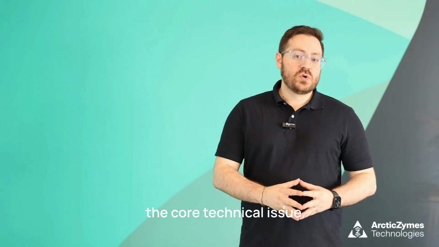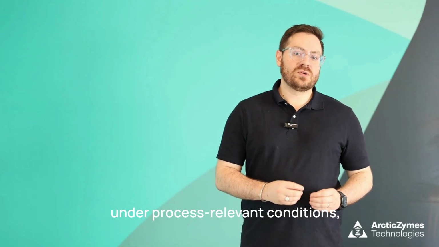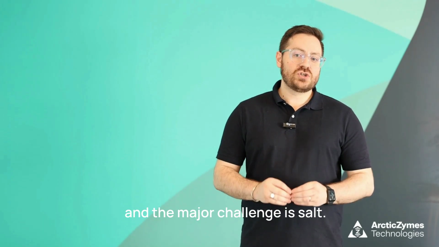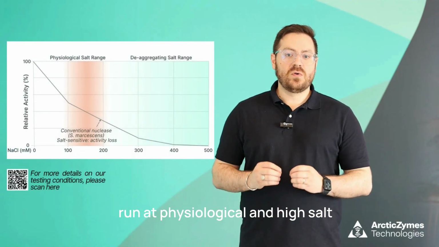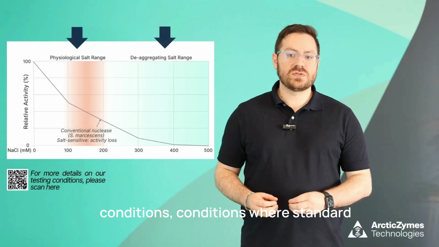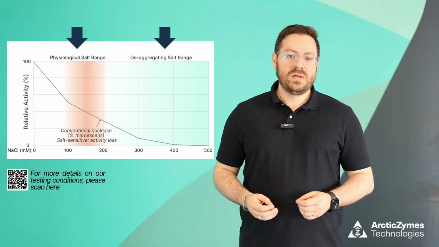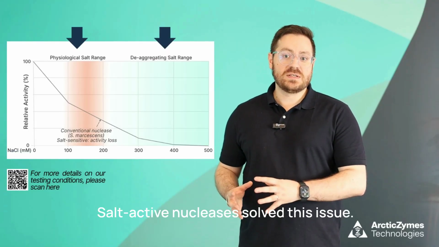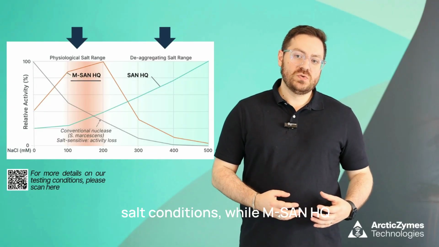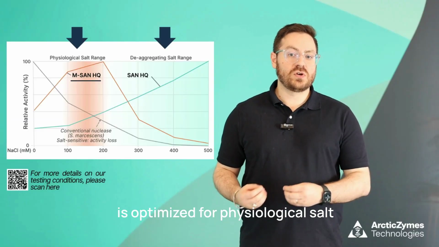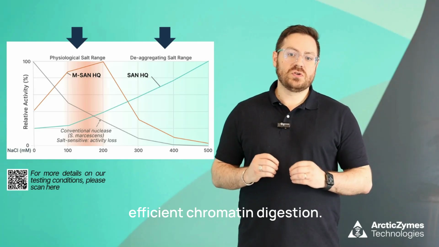And that brings me to the core technical issue. Conventional nucleases lose activity under process-relevant conditions, and the major challenge is salt. Most lentiviral and AAV processes run at physiological and high salt conditions, conditions where standard nucleases simply don't perform. Salt-active nucleases solve this issue. SANHQ is engineered for high salt conditions, while mSANHQ is optimized for physiological salt conditions, making each of them the right tool where you need efficient chromatin digestion.